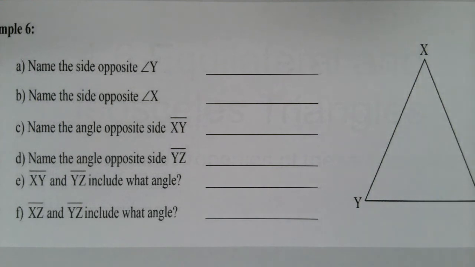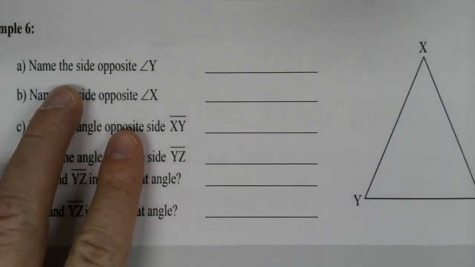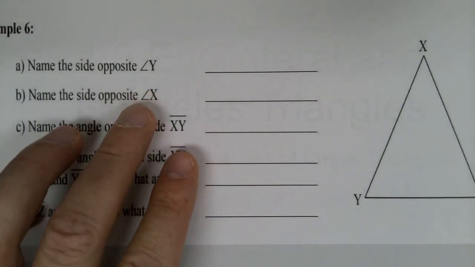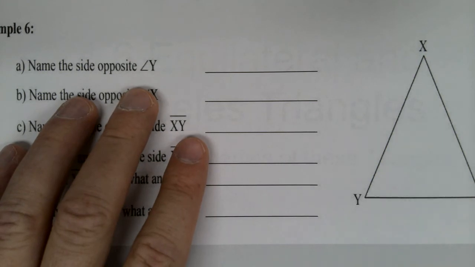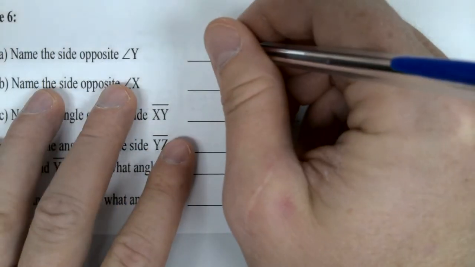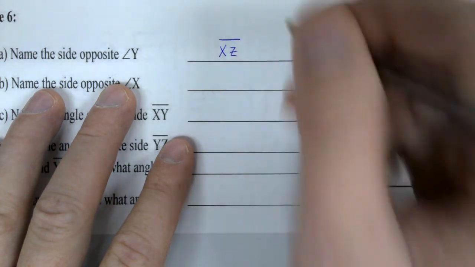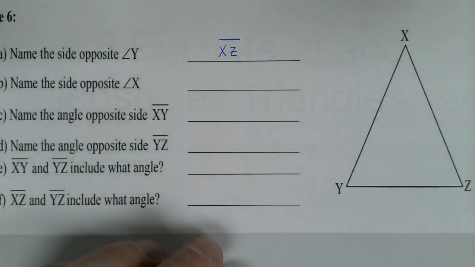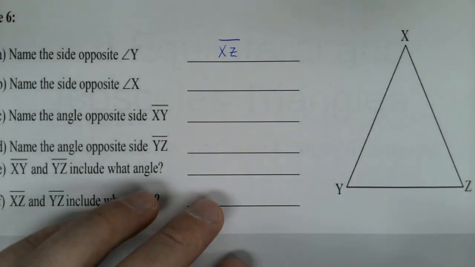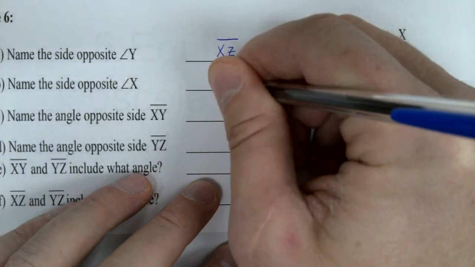So on example 6, this is just kind of making sure we know the parts of our triangle. And we're going to do a little class participation on this one. So letter A says, name the side opposite of angle Y. Akira, can you tell us what the side opposite of angle Y would be? The side opposite of Y would be XZ. Very good. How about letter B? It says, name the side opposite of angle X. Okay, Austin said YZ, and that is correct.